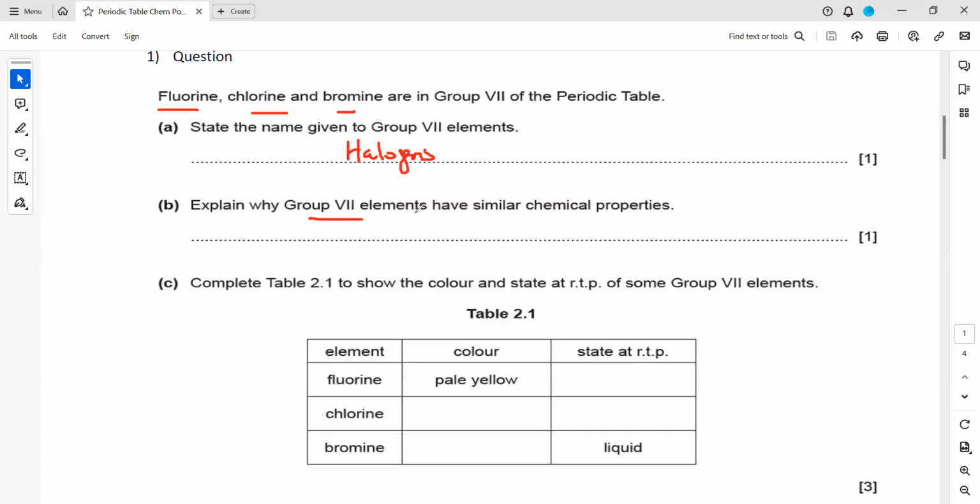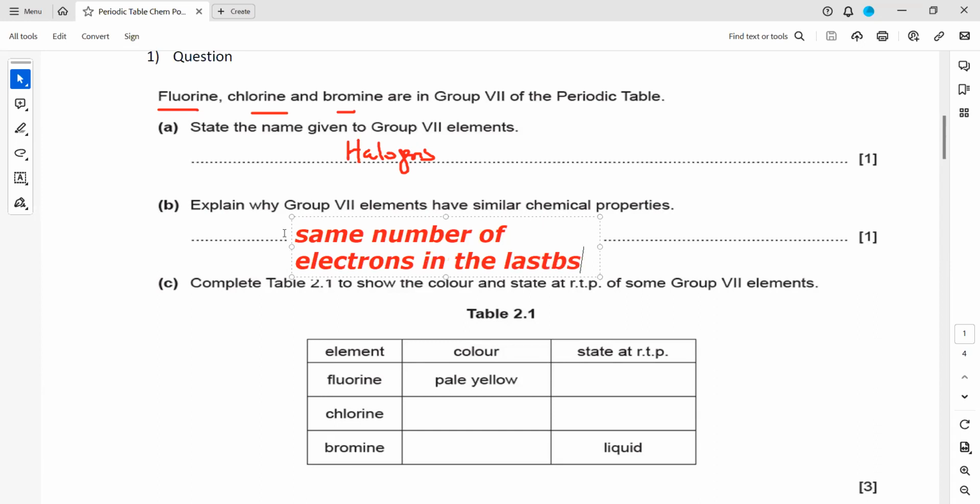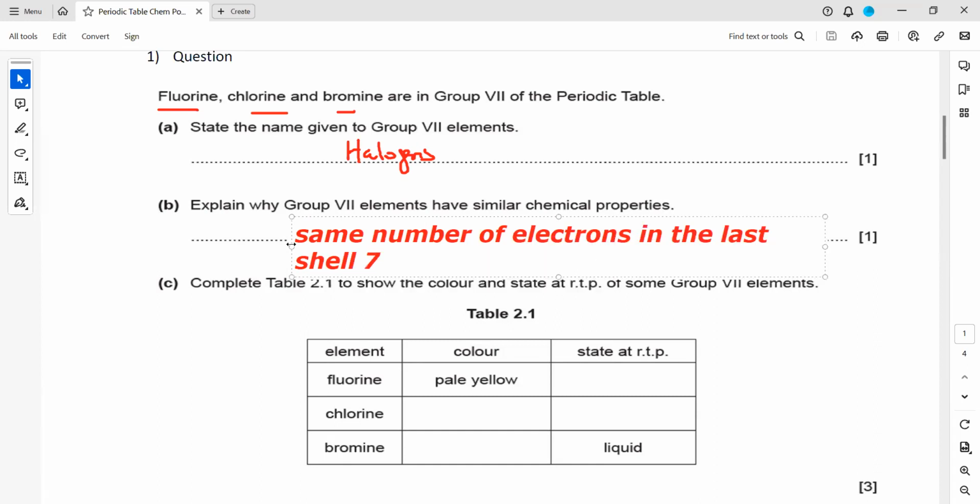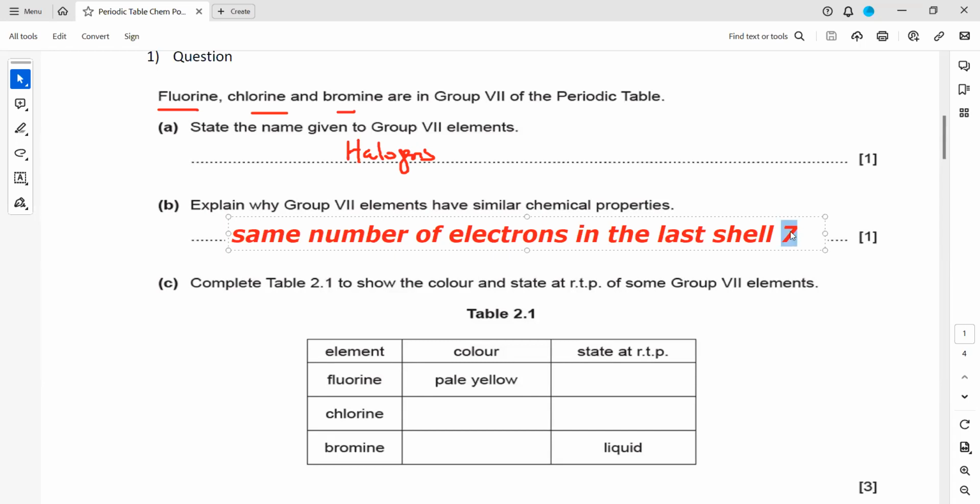Explain why group 7 elements have similar chemical properties. The chemical properties depend on the number of electrons in the last shell because they all have the same number of electrons in the last shell. And what is that number? That is 7. So they all have 7 electrons in the last shell. That's why they have the same chemical properties.